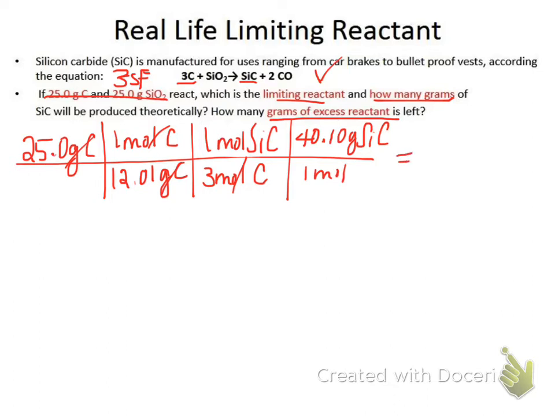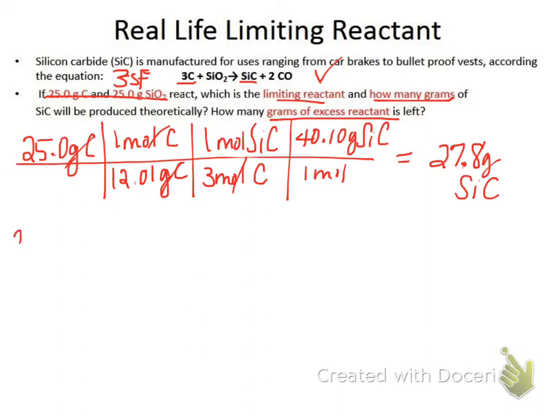I do my calculations on my calculator. If you want to pause at this time and calculate it to see if you get the right answer, go ahead and do that, and then restart the video. That would give me 27.8 grams of silicon carbide. Now we do not know if that's our answer yet, because we have to calculate for silicon dioxide.